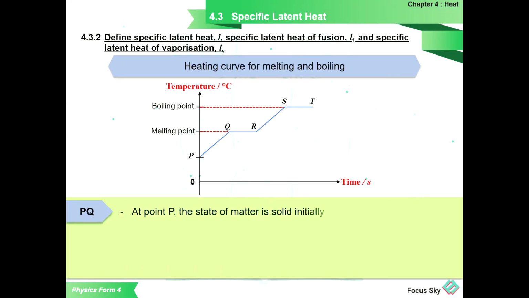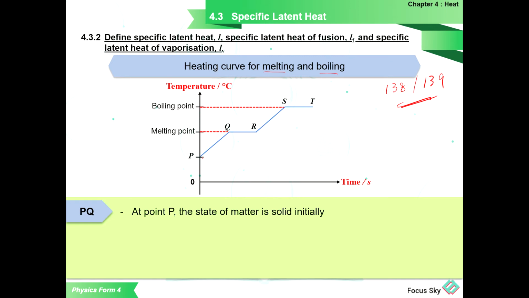This graph you can find in your textbooks. It's very, very important. Your textbook, page 138 and 139. Please read this part. You have to explain each of the curves, what happened to the substance. This is the heating curve for melting and boiling. We are absorbing heat because we want it to become more liquid. This is very simple to understand.